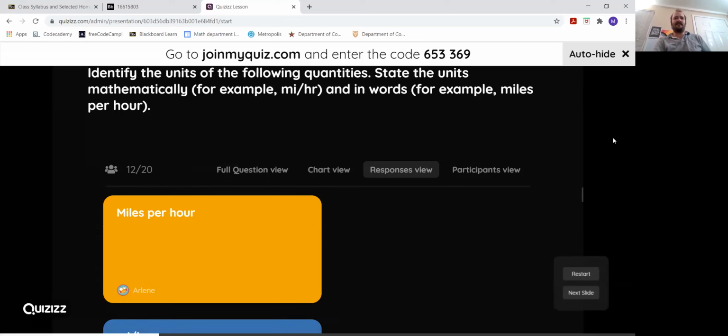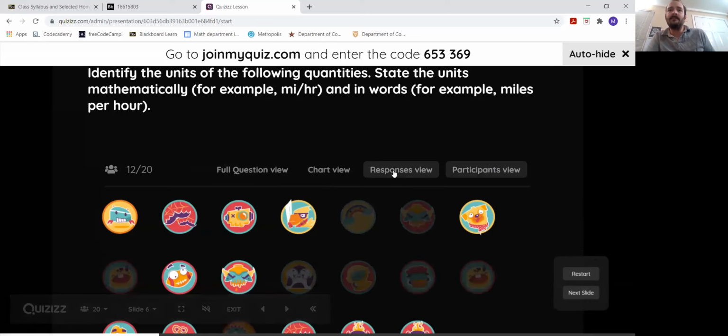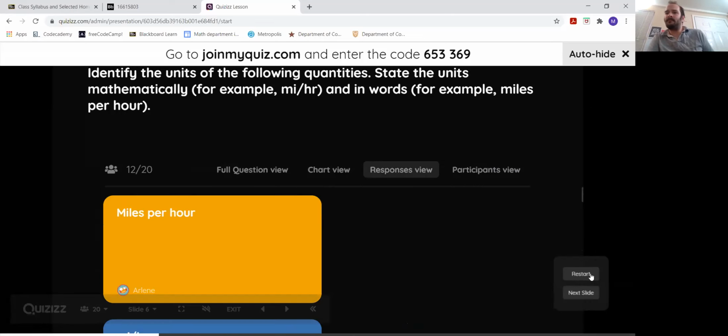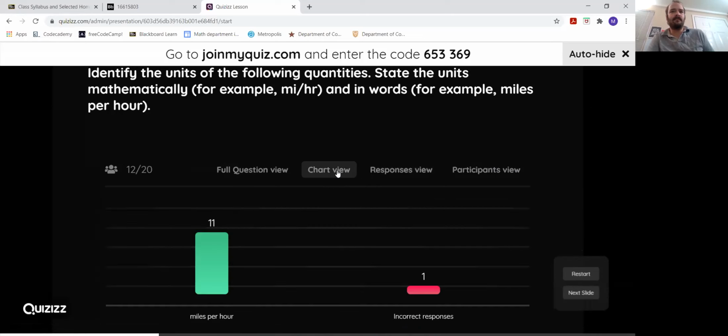So it looks like everyone's getting it right. I don't know why it's counting maybe some stuff wrong. What did it say? Where's the chart view? There you go. Kind of one wrong for something. I don't know why.